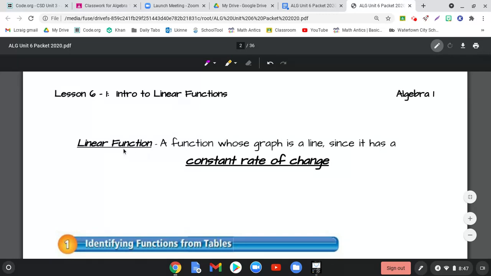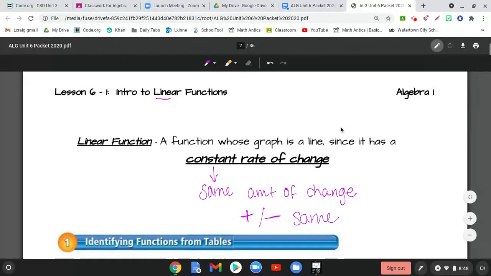So a linear function, like I said, is a function whose graph is a line. Again, it has the word line right in it, since it has a constant rate of change. Now, what that means is constant means it's going to be the same rate of change. So it's going to change the same amount each time. So the same amount of change as you move across the graph. So you're going to be adding or subtracting the same number all throughout.